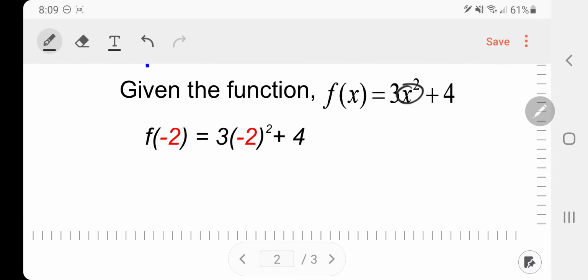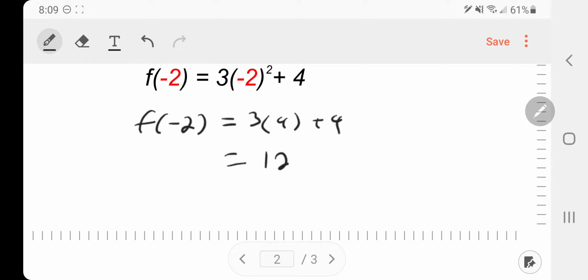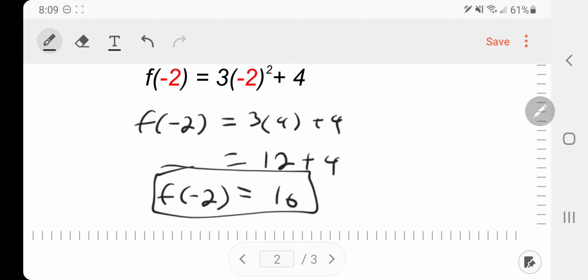Okay, and then we would go ahead and solve this. So f of negative 2 is equal to, order of operations here, we do negative 2 squared, which is negative 2 times negative 2, which ends up being a positive 4. You have to be careful with that. Okay, so we get 3 times 4 plus 4. Gives me 12 plus 4, which gives me 16. Okay, so f of negative 2 would give me 16. And I'm going to write my final answer in function notation so you can see both the input and the output. Input of negative 2, output of 16.